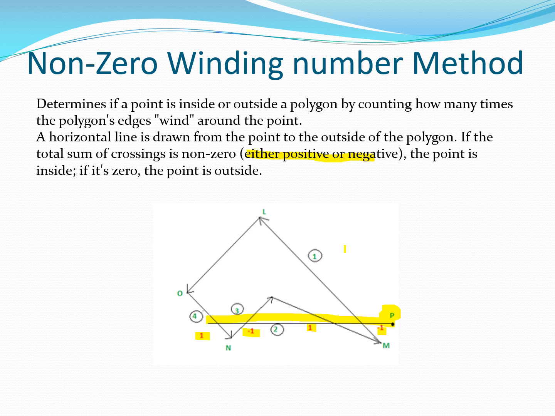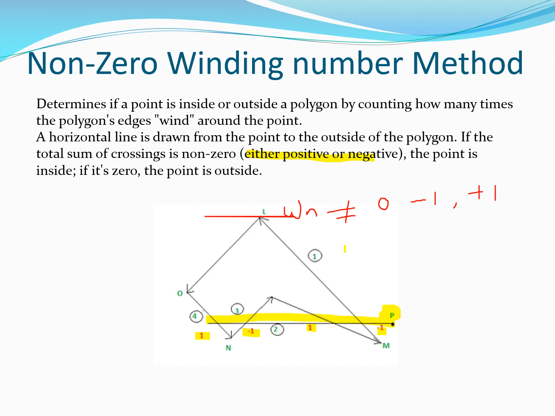If we get a winding number that is non-zero, then what does non-zero mean? It means it has a value, either positive or negative: either +1, -1, +2, -2, but it should be a number. In that case the pixel is inside the polygon.